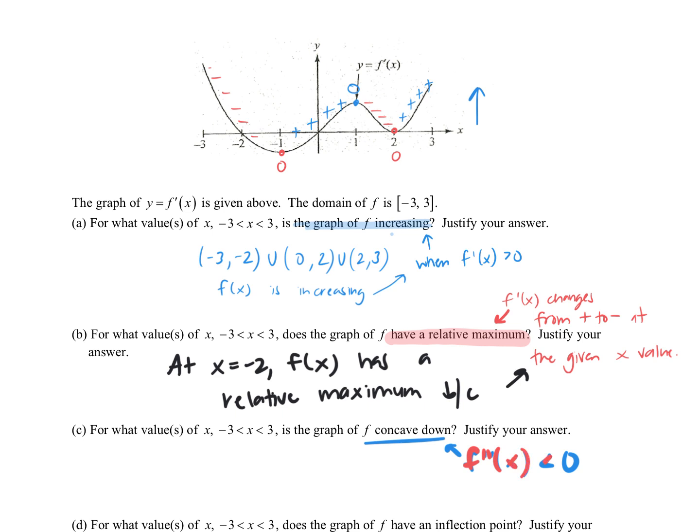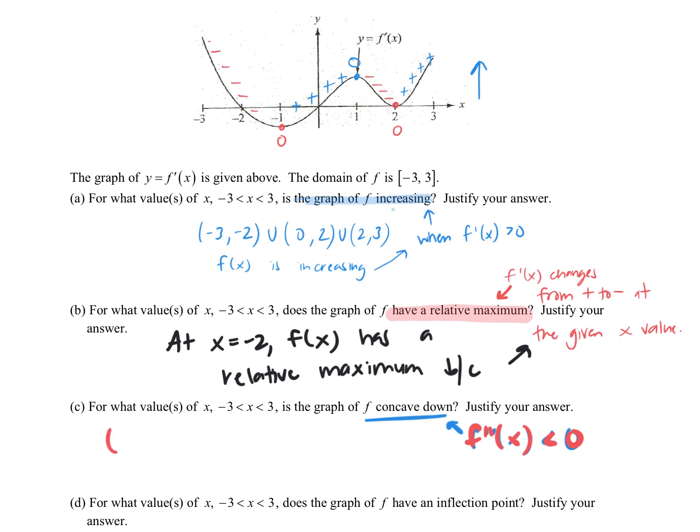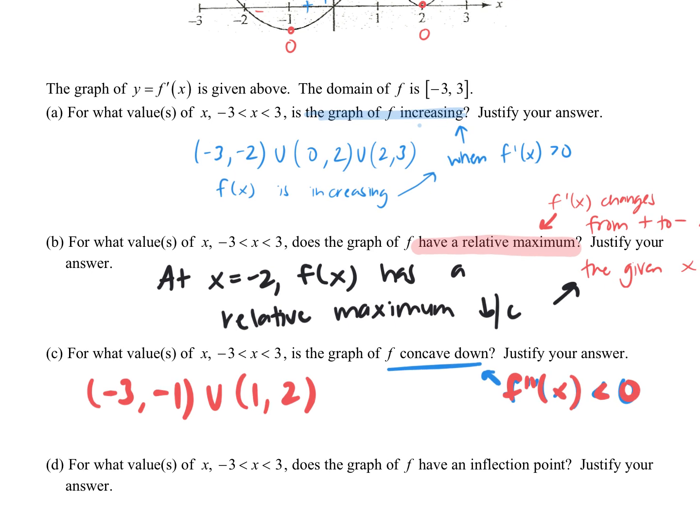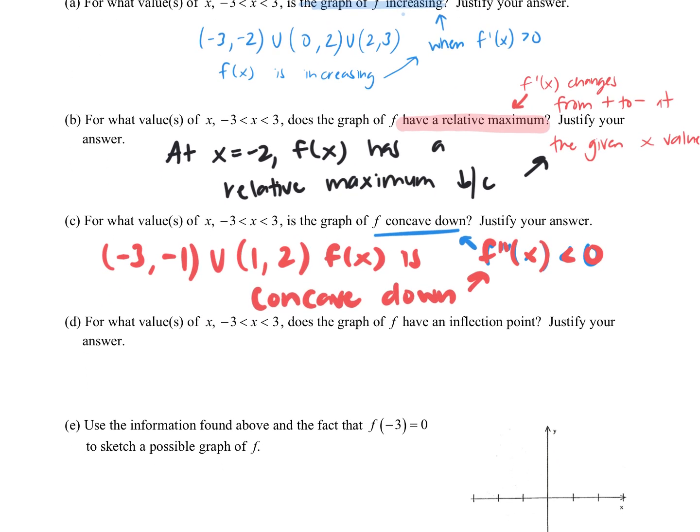So all of those, which I put in blue, but really it's actually the red values up there. All of my second derivatives that are less than 0 would be from the interval -3 to -1, and then from 1 to 2. We could say f of x is concave down because of that reason right there. Okay.